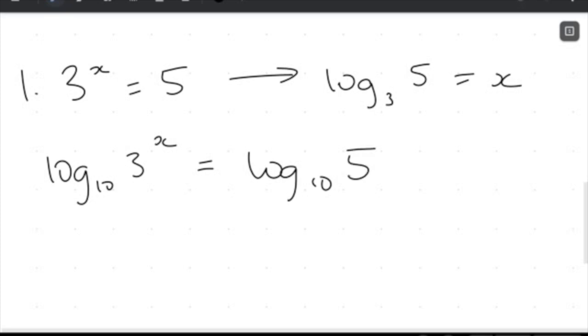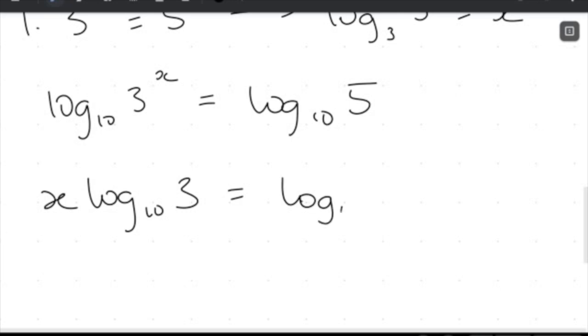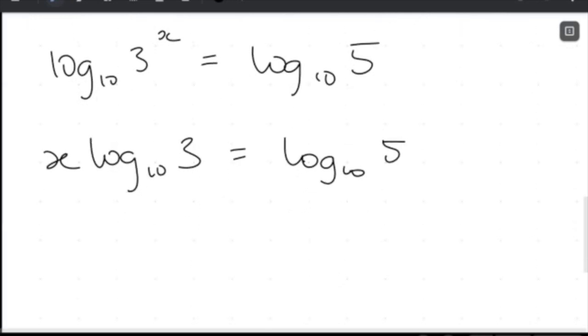I have just taken the log to the base 10 of both sides. I've done some kind of operation and applied it to both sides in the same way we've done many times with equations before. And now we're going to remember that we can pull this number, this power, out to the front. One of our log laws that we talked about before tells us this. So we get x times log to the base 10 of 3 equals log to the base 10 of 5.